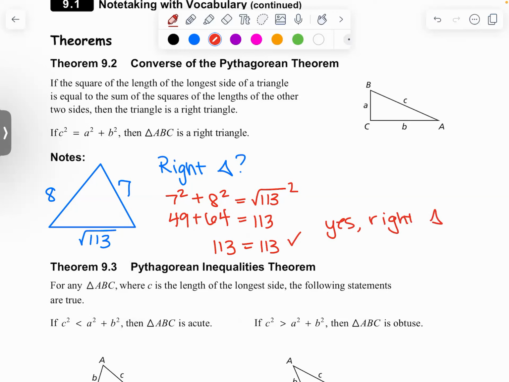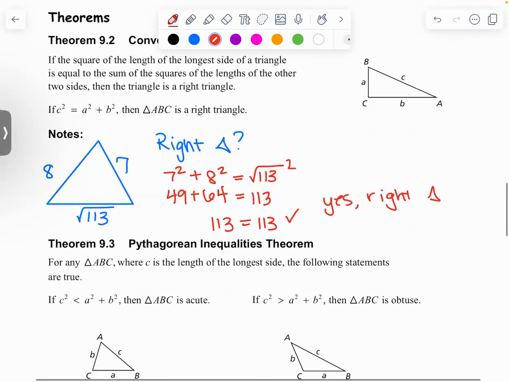Wait, so if you didn't put it in that order, would you have to just keep doing it? You would never not put it in this order because the longest side has to be your C. Never assume. You know what happens when you assume. What if it's not on the scale?